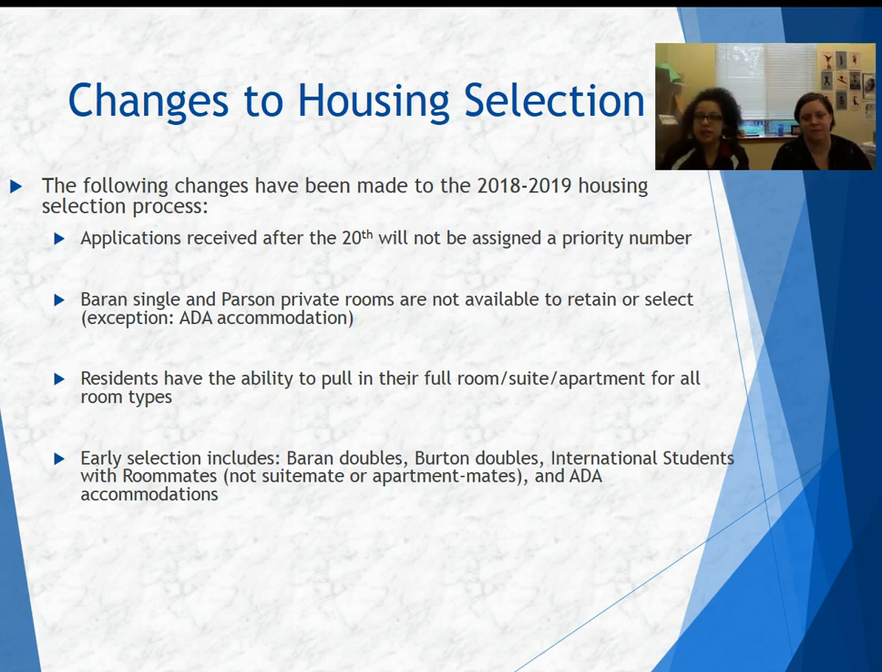The other thing we'd like to note is early selection is an option. We want to prioritize a few different folks for early selection, and that's going to be on March 28th from 1 to 5 p.m. And we'll talk a little more about that later. For early selection, we have added Baron doubles this year. So if you want to commit to a Baron double early, that's fantastic. You can go through early selection and avoid the whole housing selection process on the 29th.